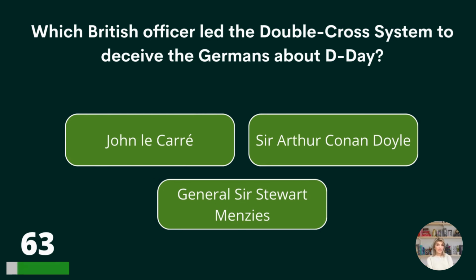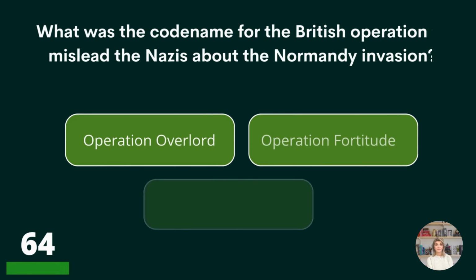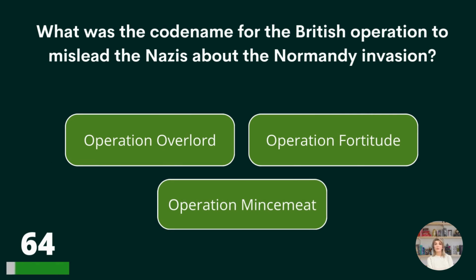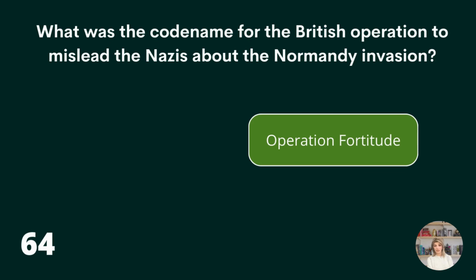Which British officer led the double-cross system to deceive the Germans about D-Day? John le Carré, Sir Arthur Conan Doyle, or General Sir Stewart Menzies? Sir Arthur Conan Doyle. What was the code name for the British operation to mislead the Nazis about the Normandy invasion? Operation Overlord, Operation Fortitude, or Operation Mincemeat? Operation Fortitude.